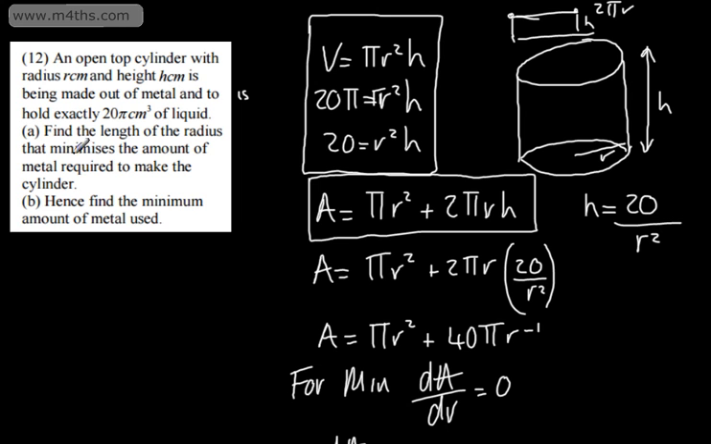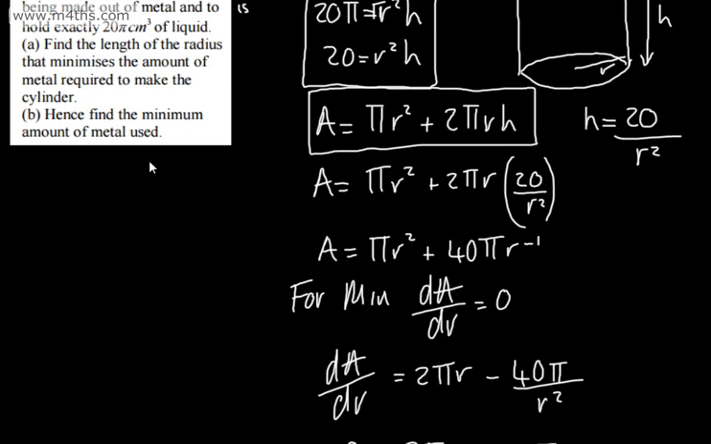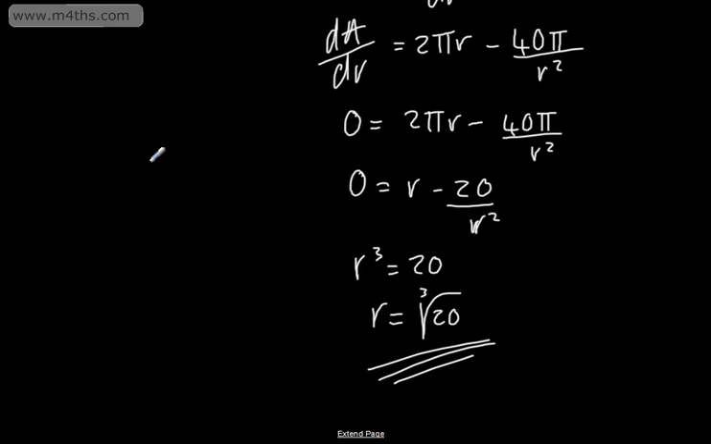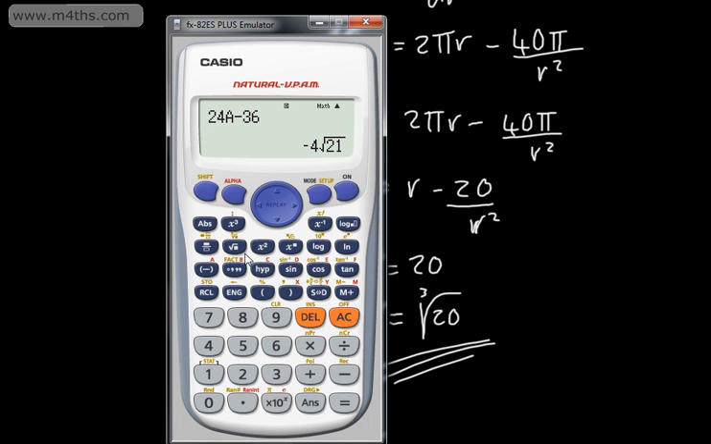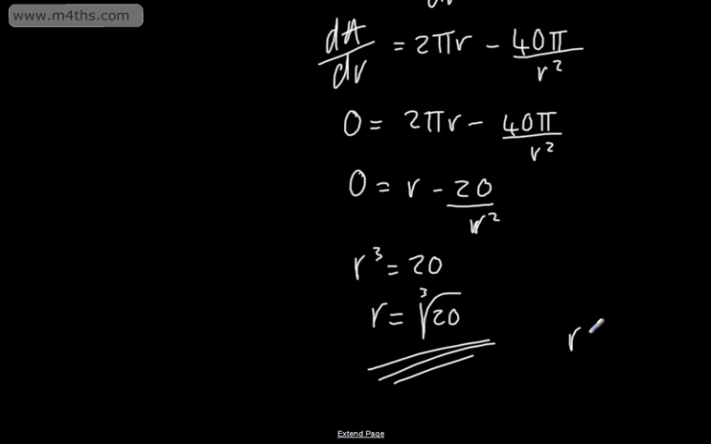So all we've got to do is find the length of the radius. The length of the radius is going to be the cube root of 20. So if we just find that now, shift, and then we can do the cube root of 20. That's going to be 2.71. So r is equal to 2.71 centimetres, and that is given to 3 significant figures.